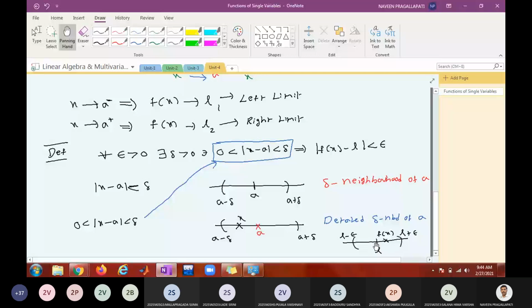You should be able to find out a deleted neighborhood of A, such that whenever x is falling in this deleted neighborhood, then its image should fall in the epsilon neighborhood. Is this clear to all of you? Shall I proceed? Yes, sir. Right.